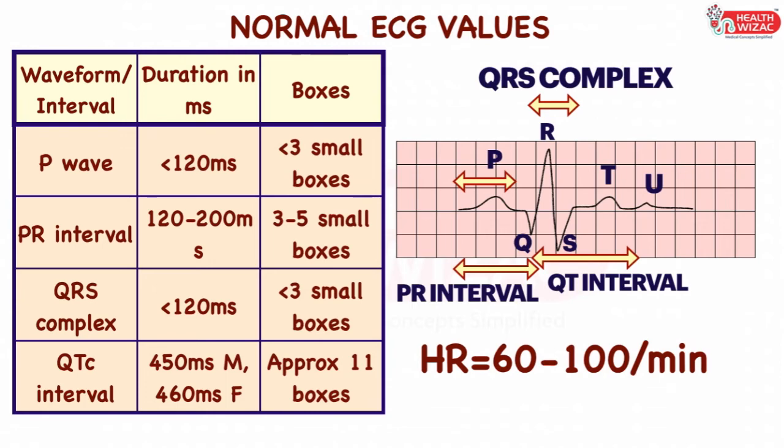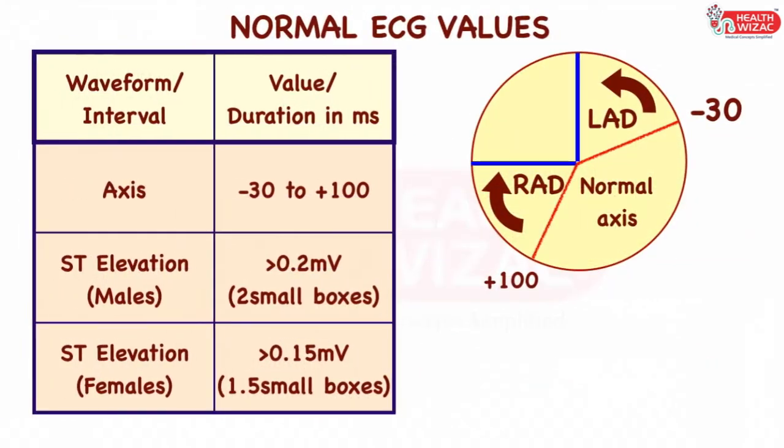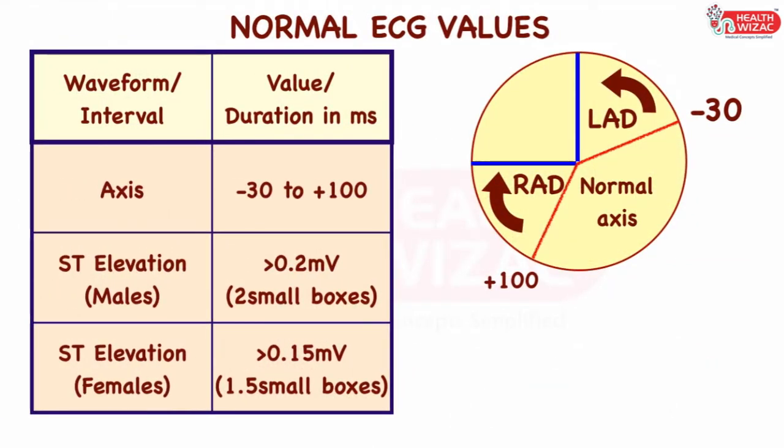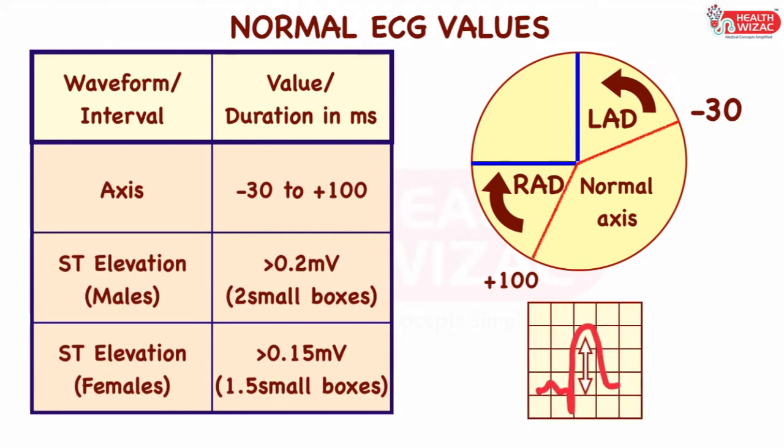Normal heart rate is between 60 to 100 per minute. Normal ECG axis value is between -30 to +100. Axis deviation of less than -30 degrees is labeled as left axis deviation, whereas axis deviation of more than 100 is labeled as right axis deviation. ST segment elevation or depression is usually labeled if the ST segment is raised or depressed by more than 0.2 millivolts in males and more than 0.15 millivolts in females from the isoelectric point.